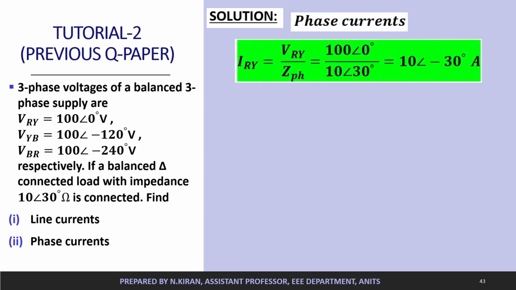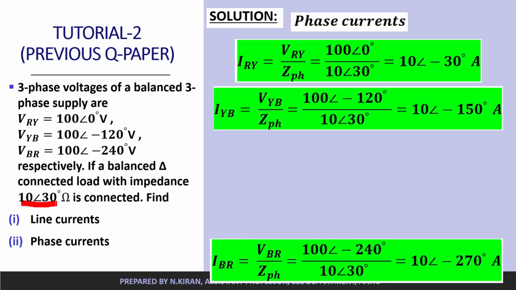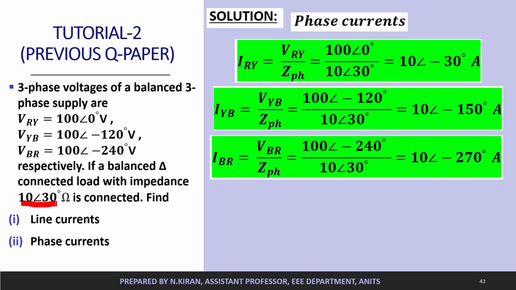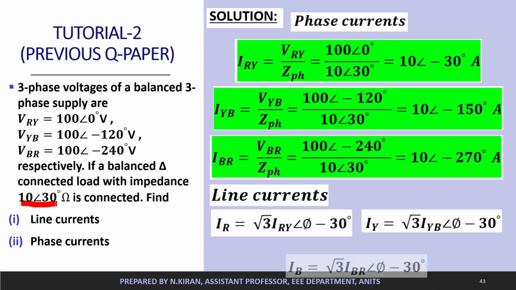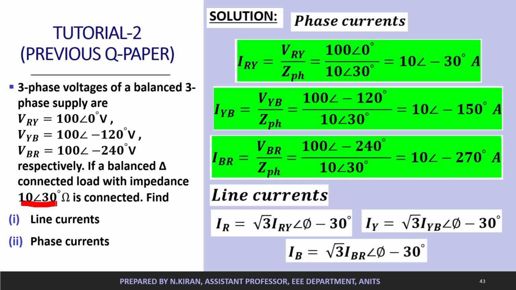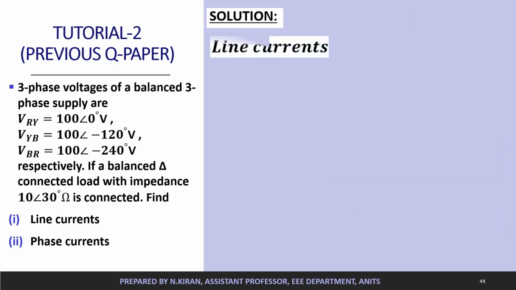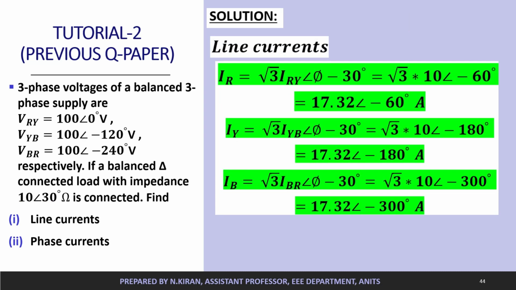So VRY is nothing but 100 at an angle 0. Z phase is given as 10 at an angle 30. So substituting all the three values will give me the values for phase currents for the given delta connected load. And in a delta connection, the magnitude of line currents is root 3 times the magnitude of phase currents, and every line current lags the respective phase current by 30 degrees. On substituting all the values in the formula will give me the values for line currents in the delta connected load.